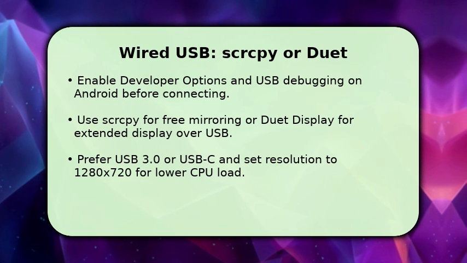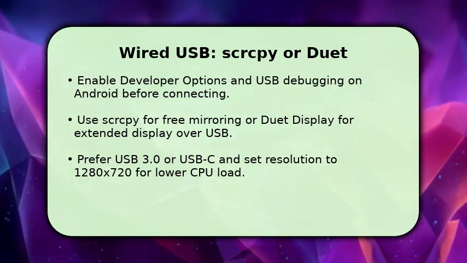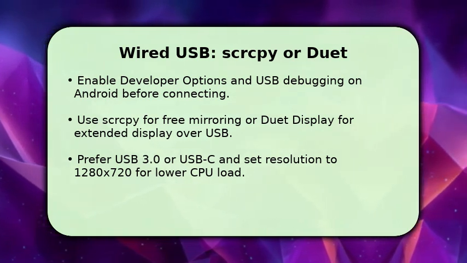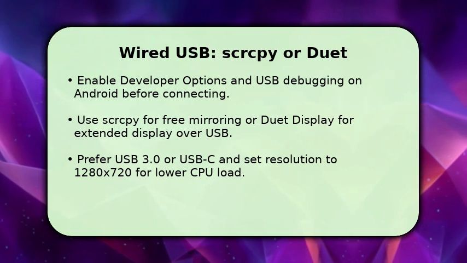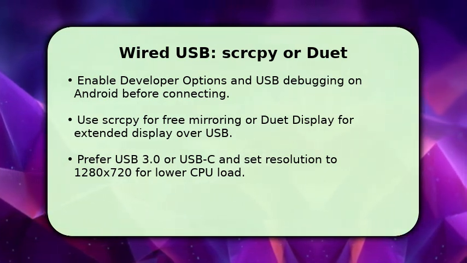Use SCRCPY if you want a free low-latency mirroring solution via ADB. Use Duet Display or a paid app if you need a true extended display over USB. Connect the phone with a USB 3.0 or USB-C cable for best throughput.